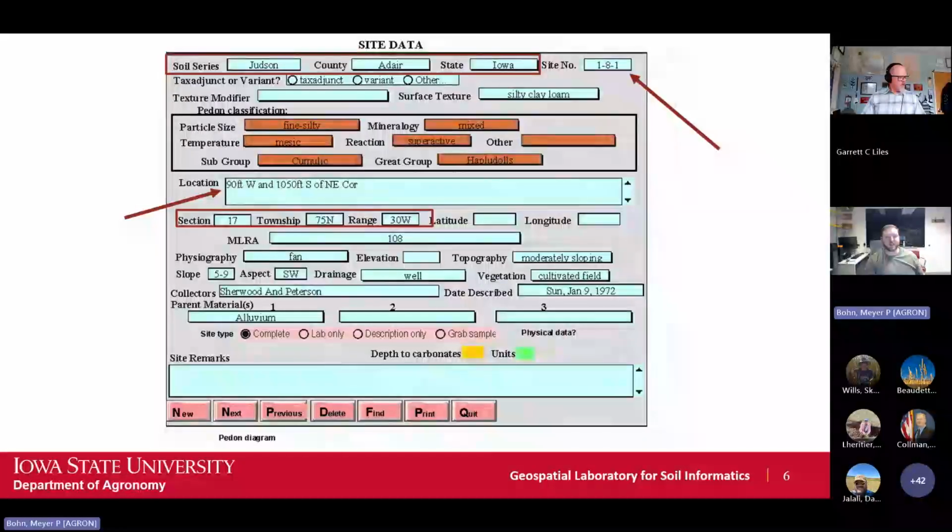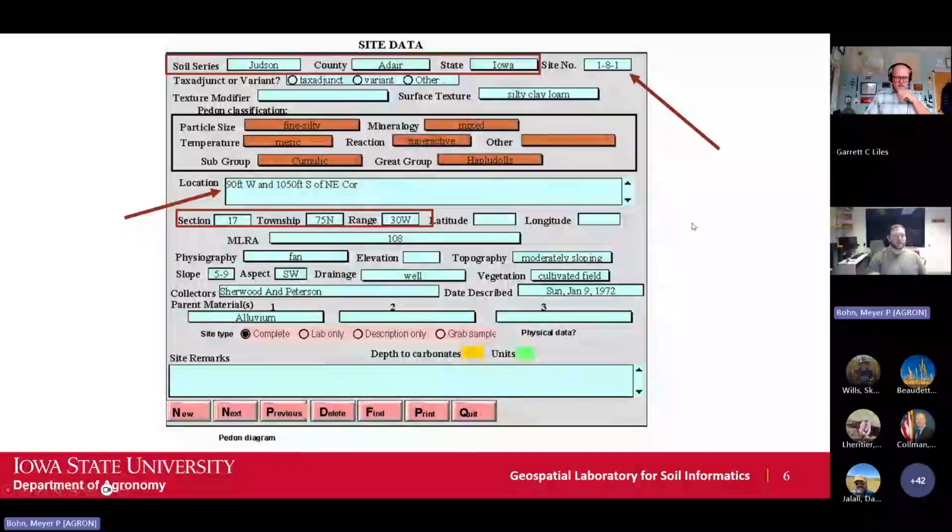What these site PDFs look like essentially is you have the series, the county, the state, the site number, and that ties to all the lab data. And then you also have some taxonomic information, but really the key thing here is getting our site ID, having our reference location, and then also the section township range.